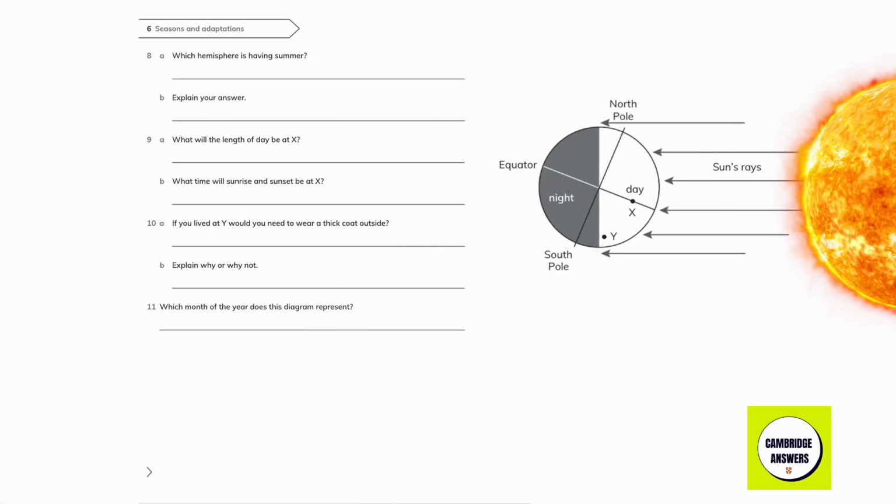Question number 8. Which hemisphere is having summer? Northern. Explain your answer. The northern hemisphere is tilted towards the sun. What will be the length of day at X? 12 hours. What time will sunrise and sunset be at X? Sunrise 6 a.m. and sunset 6 p.m.